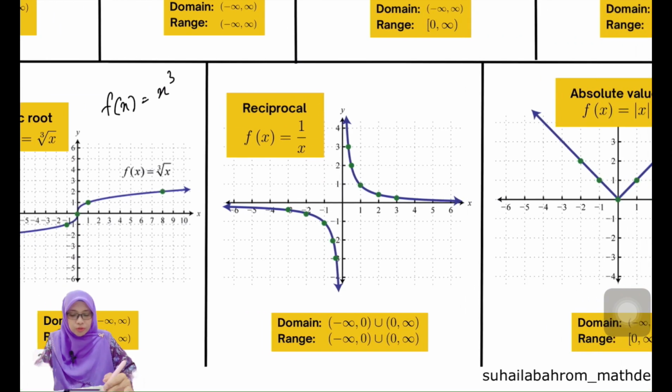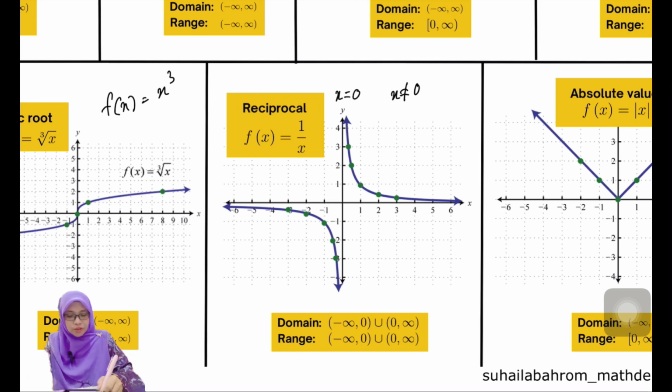Now let's move on to the next type of graph. We have a reciprocal function. In general, f(x) is equivalent to 1 over x. We have learned how to find the domain for any rational function like 1 over x here. So x cannot be 0. That's why, as you can see from the graph, it never touches the line x equivalent to 0, which is exactly the y-axis.